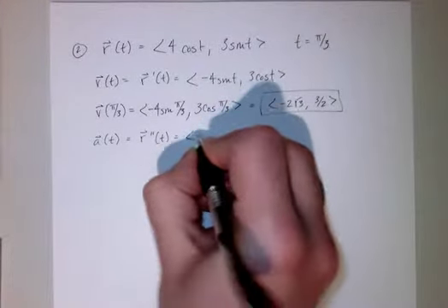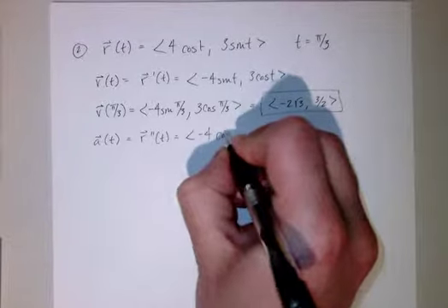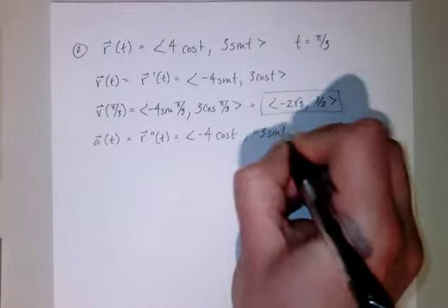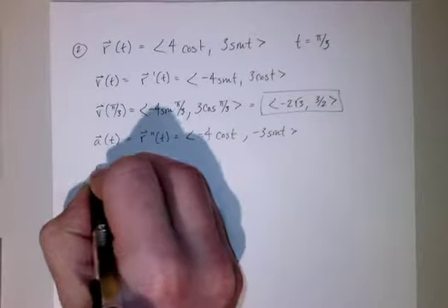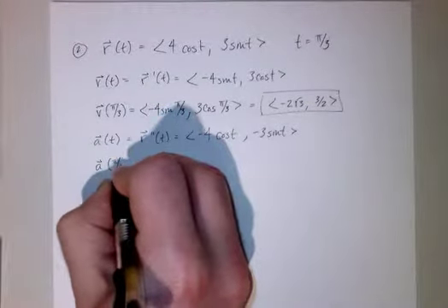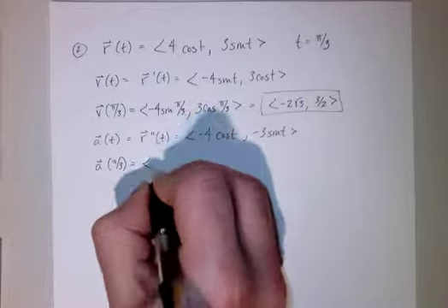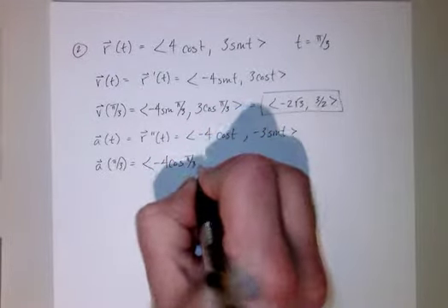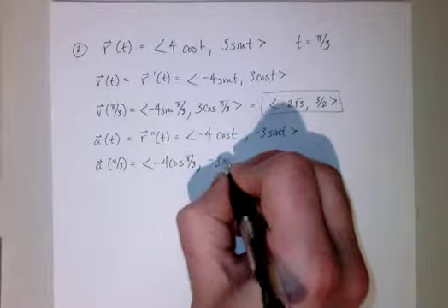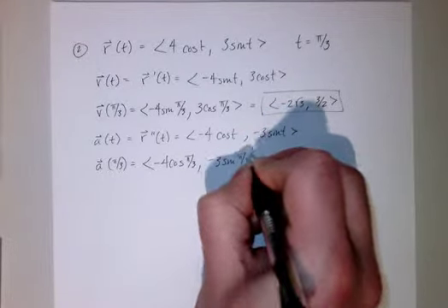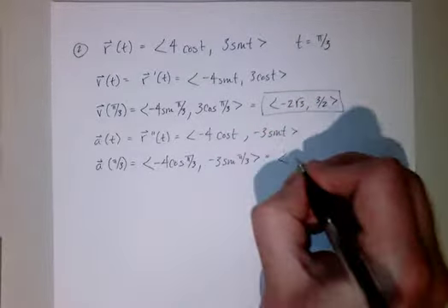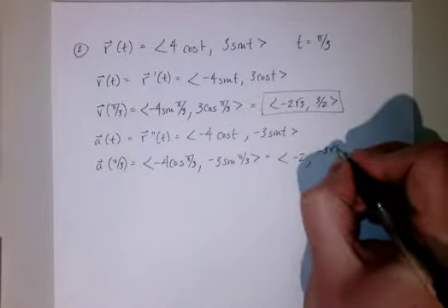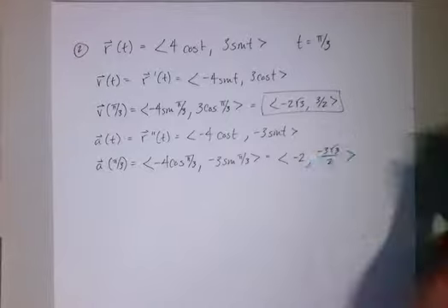And so it winds up being negative 4 cosine t, negative 3 sine t, and then I evaluate that one as well at pi over 3, and I'm going to get negative 4 cosine pi over 3, negative 3 sine pi over 3, and that one's a little bit more messy in one component, a little bit easier in the other. It actually winds up being that.